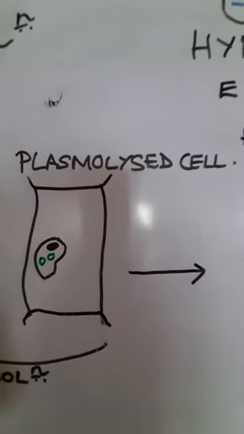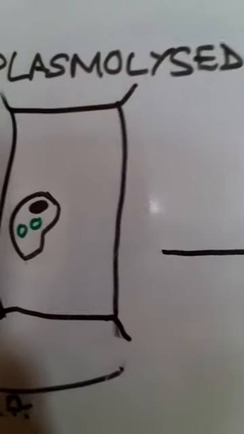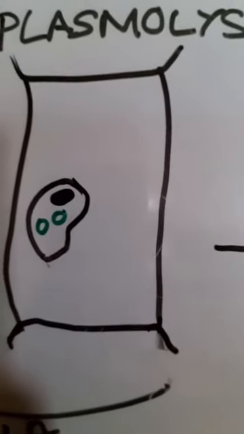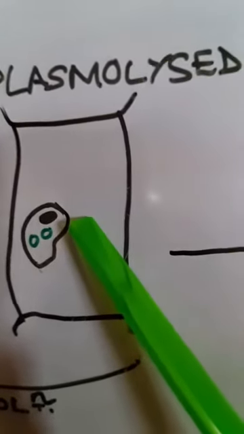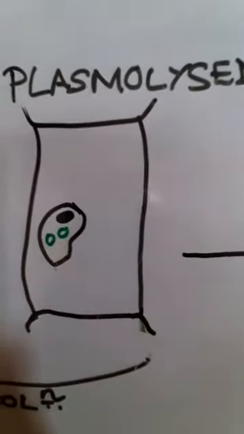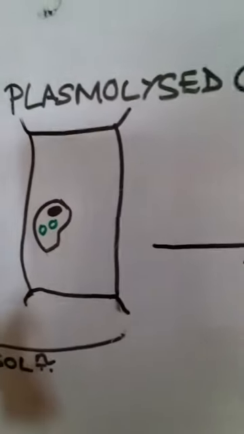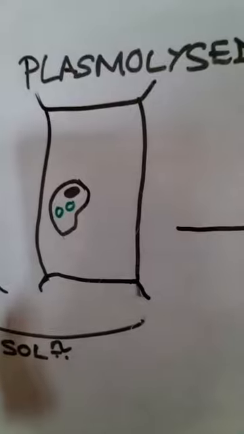So here what you actually saw was that the plasma membrane has withdrawn from the cell wall. This is the cell wall, the plasma membrane has withdrawn, and that time we call it the plasmolysed state. But again, the reversal of plasmolysed cell, or reversal of plasmolysis. This is a plasmolysed cell, it's called plasmolysis.